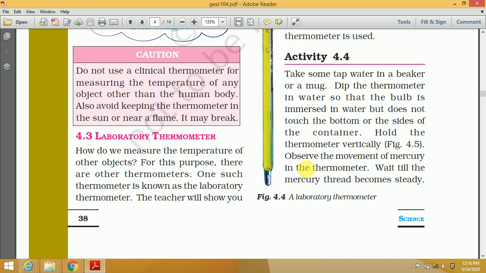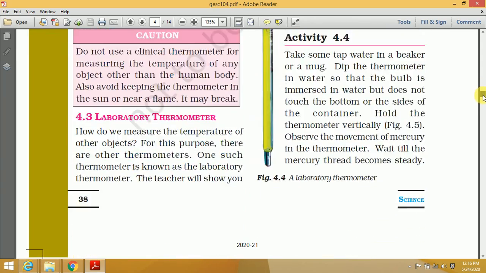So next, what should we use if we want to measure the temperature of any other object? Another type of thermometer that we can use to measure the temperature of a hot object, hot water, hot milk or any other object is the laboratory thermometer. You can see the diagram of the laboratory thermometer in your book.